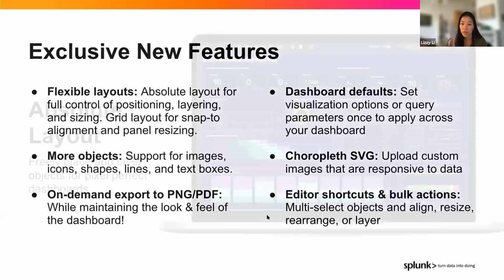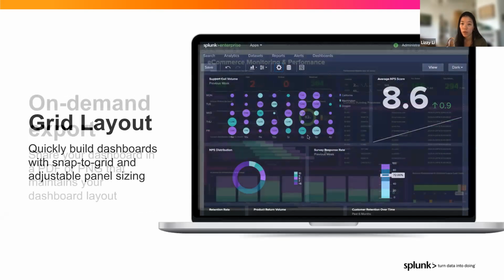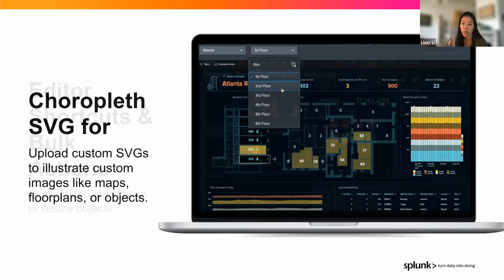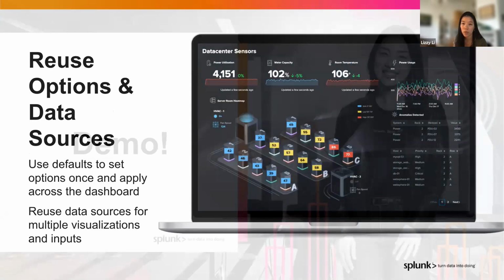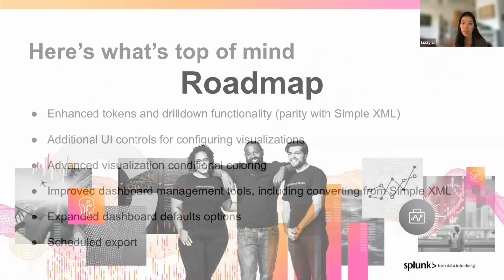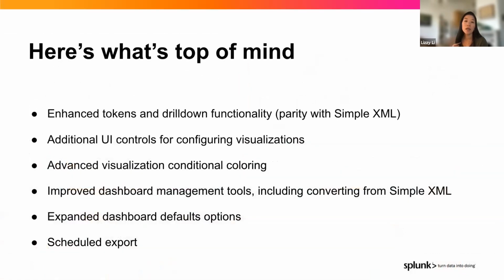With that, let me just skip forward real quick to my roadmap, some of the things we're planning, and then we'll jump over to the demo. So as I mentioned earlier, some of the key things that we're working on this year are enhanced tokens and drill down support. Basically, the type of token capabilities and drill down actions that you have in Simple XML, we're working this year to add them to Studio as well.